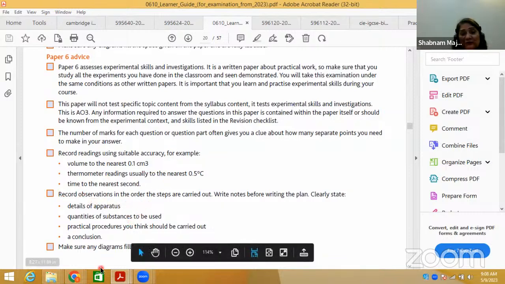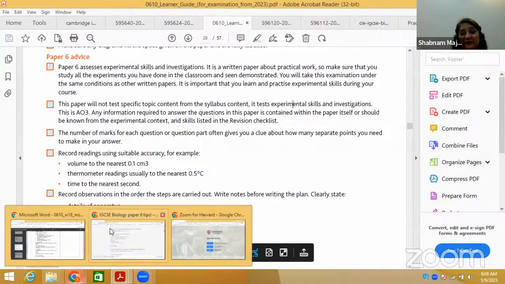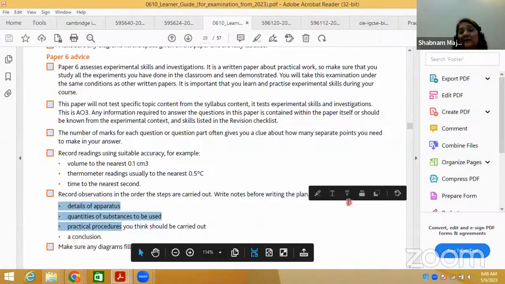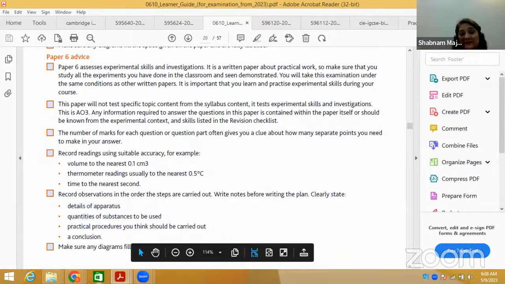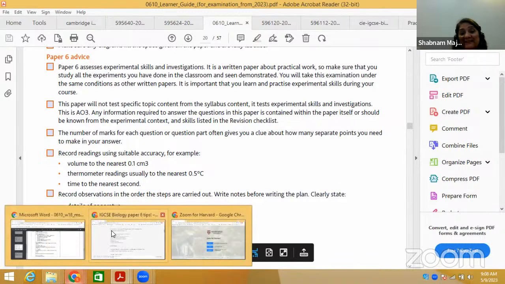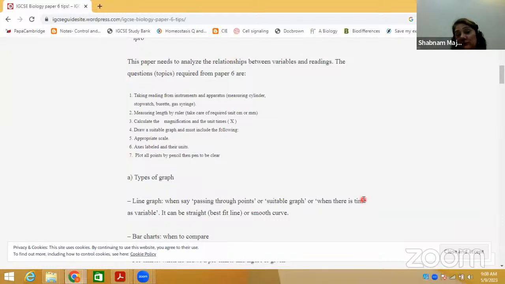Now, I'm just sharing with you basically all the exam tips right now. These are the paper six tips you need to go through. This paper needs you to analyze the relationship between variables and readings.